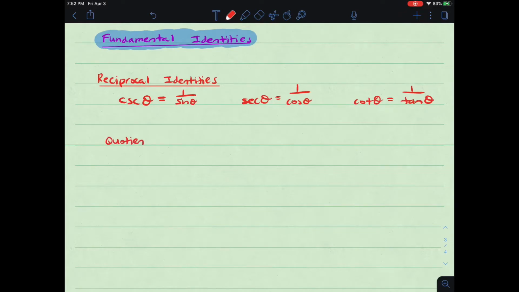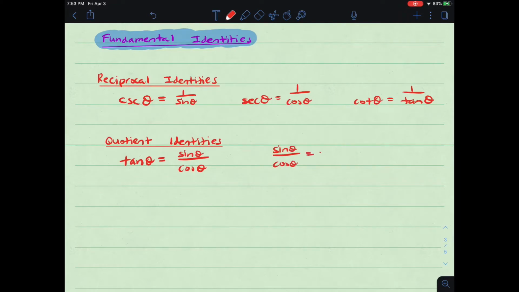Let's go into our next set of identities. We call these the quotient identities. You'll see once again where they get their names from. So one of the quotient identities is tangent of theta, which is equal to sine theta over cosine theta. I'm going to give you a very short informal proof as to why this is true.